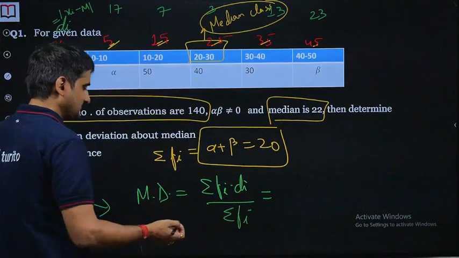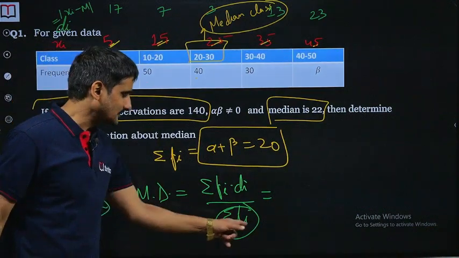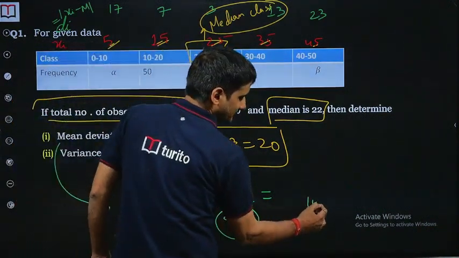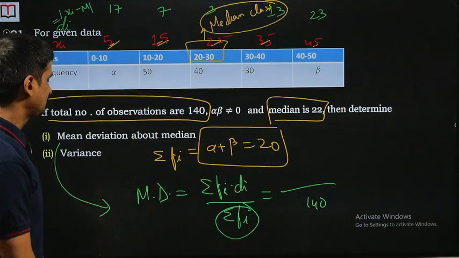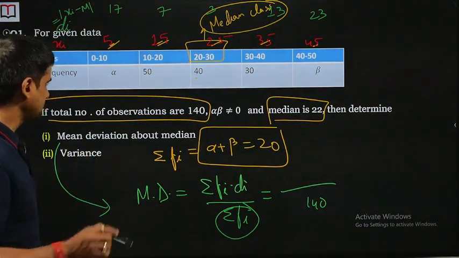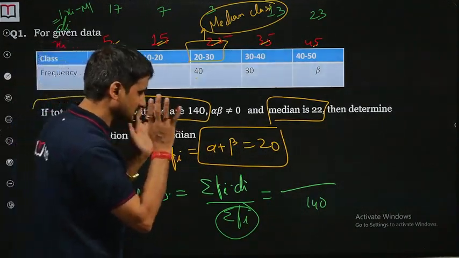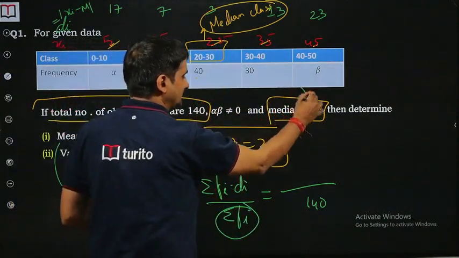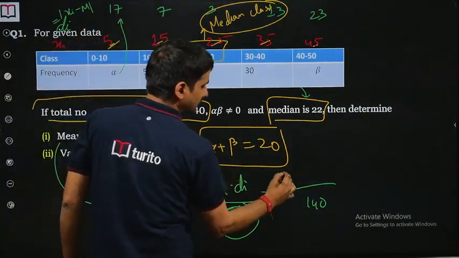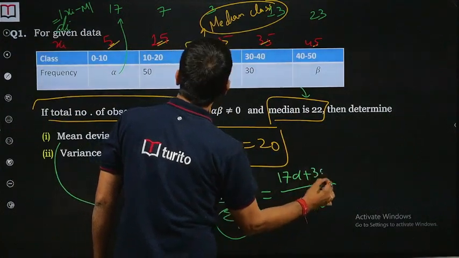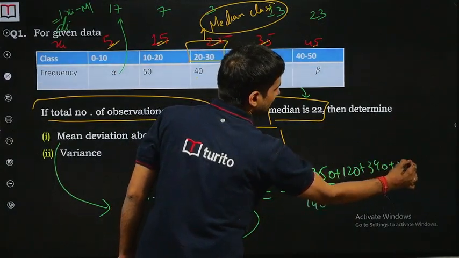In that case I don't think we need alpha and beta here, isn't that? We don't need them, because this is given to be 140. The total number is given as alpha plus 20. One more piece of information must be there, because it is mean deviation about median. So yes, we have that information in terms of median. So fi di will be how much? It's alpha into 17, so 17 alpha plus 50 into 7, which is 350, and likewise we will do it, so 390 plus 23 beta. So we need alpha and beta.